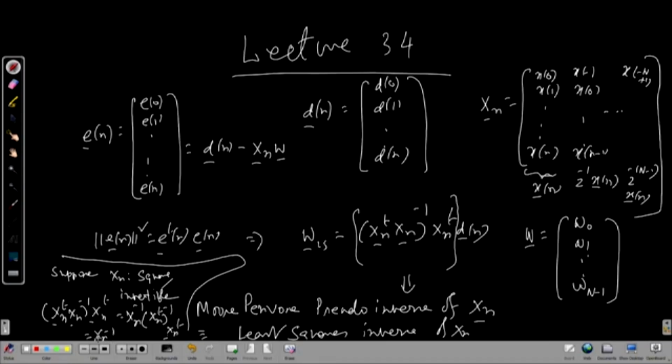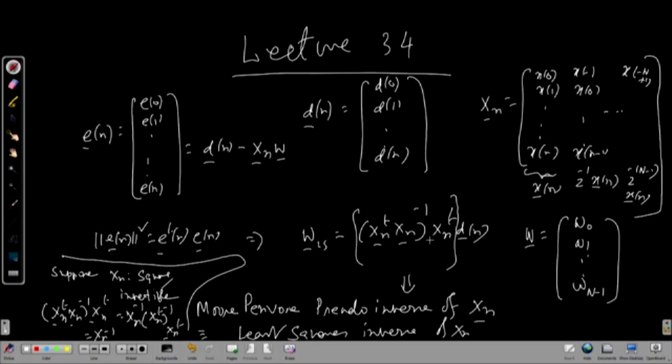So, in that case, if Xn is square and invertible, then obviously Dn minus Xnw, if you equate that to 0, there is a solution which gives exactly Dn, that is Xn into w gives exactly Dn, because that solution is from this equation. If Xn is, I am telling again, if Xn is square and full rank, so Xnw equal to Dn, there is a solution, and that is Xn inverse Dn, and for that the error is 0, right.